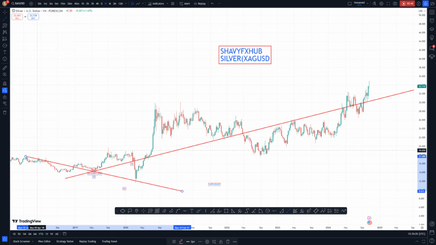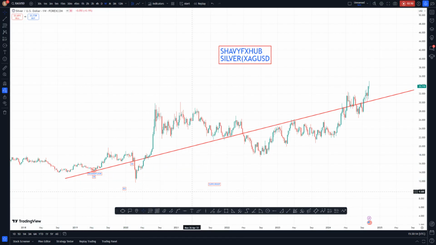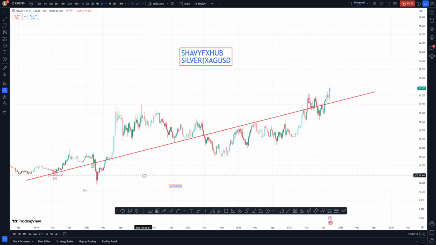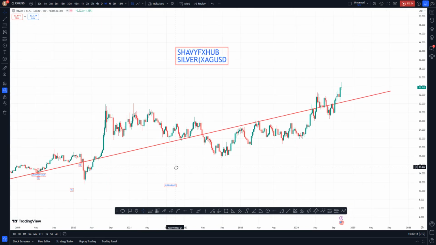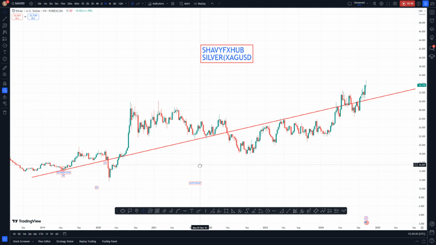we get this resistance structure, break of resistance structure, retest 1. This is final retest 2. So the structure is the same. So we don't get scared when we see structure. So now we are trying to see where silver is.